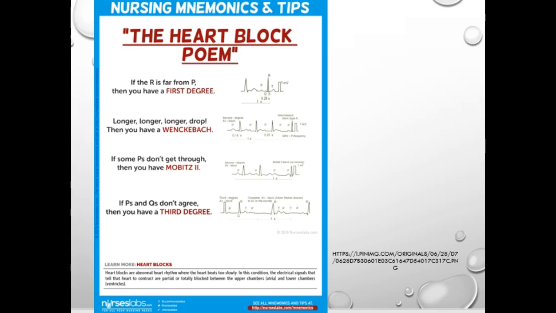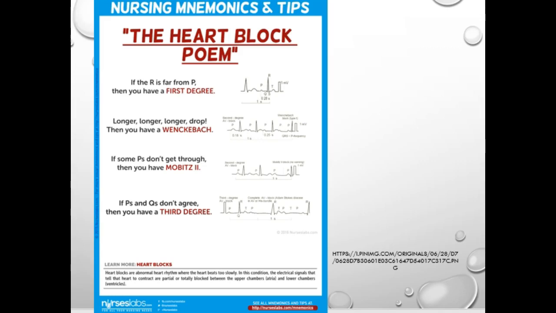So if the R is far from P, then you have first degree. That means that the P wave and the R wave tend to be a little bit further apart. If it continues on and you have a longer and longer separation of the heartbeats and the contractions, then a longer, longer, drop, then you have a wink back, which is your Mobitz 1. If some P's don't get through, then you have Mobitz 2.